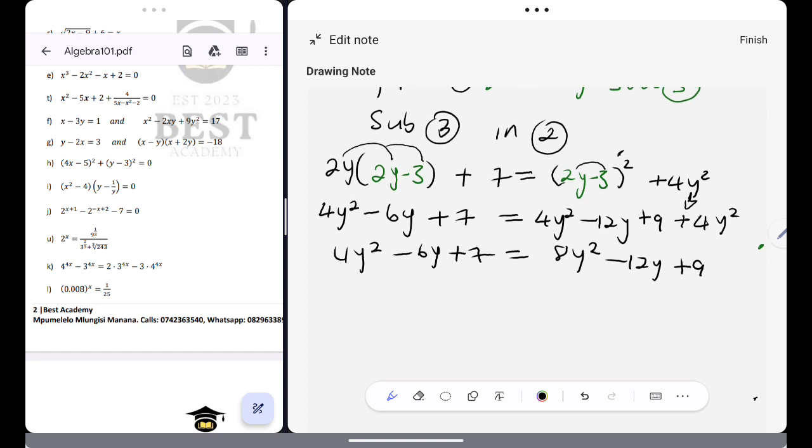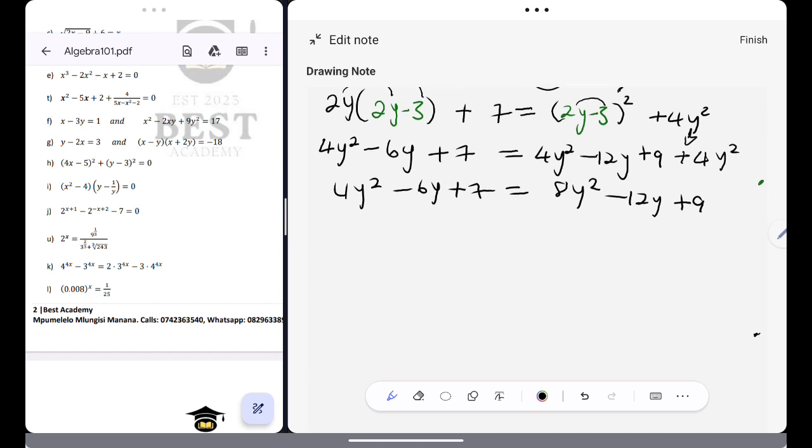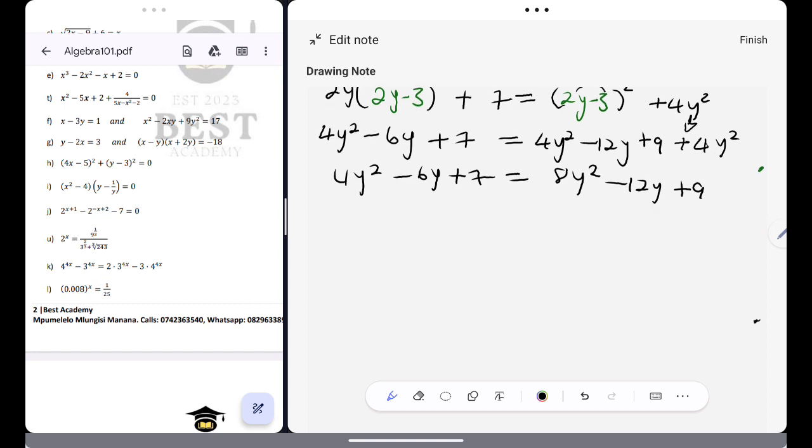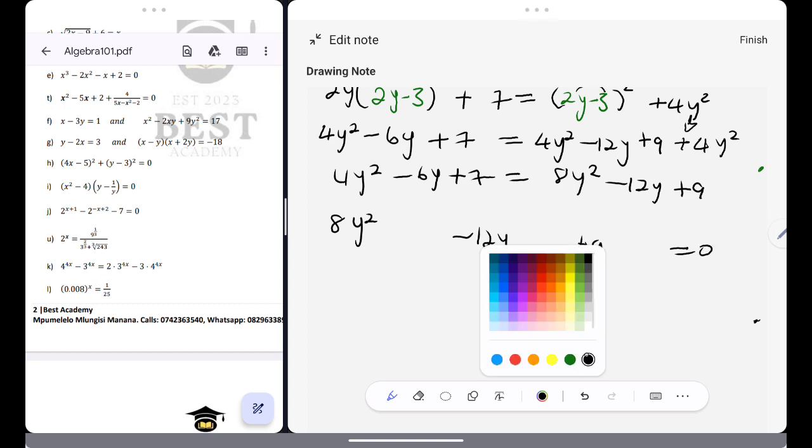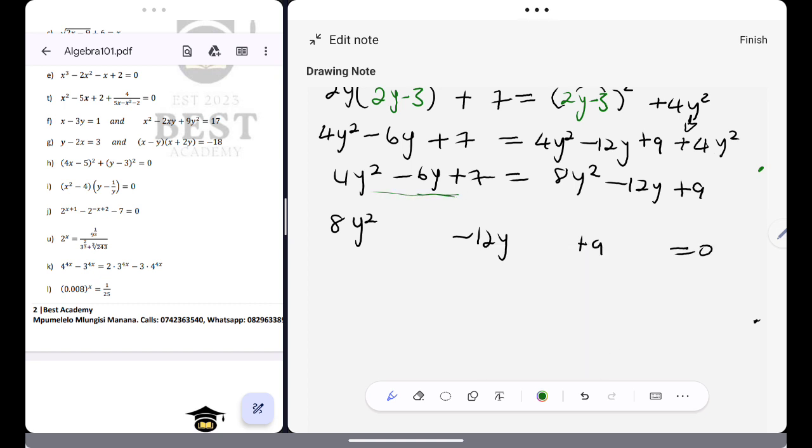Now I can put everything in standard form. Standard form simply means everything on the left hand side, 0 on the right hand side. Just to avoid working too much, I'll say 8y squared, minus 12y, plus 9, and then equal to 0. What I will do is take these things to the other side. This 4y squared, when it jumps the equal sign, it will change its sign. All right, together. Now it becomes negative 4y squared.